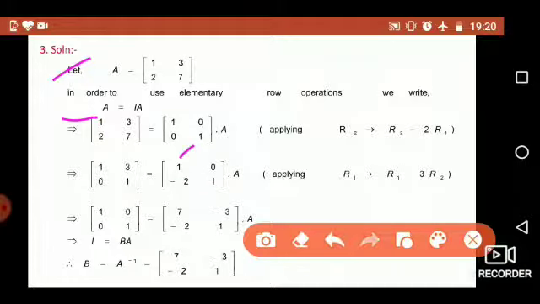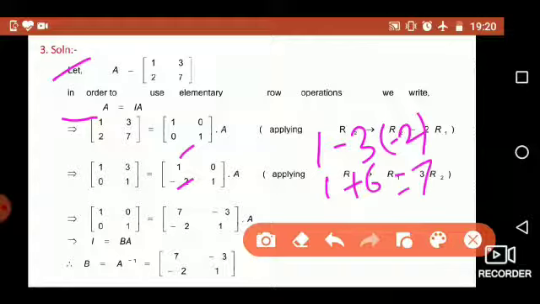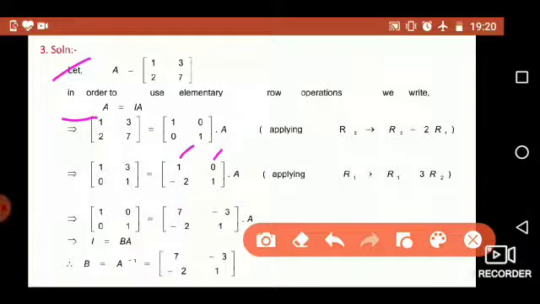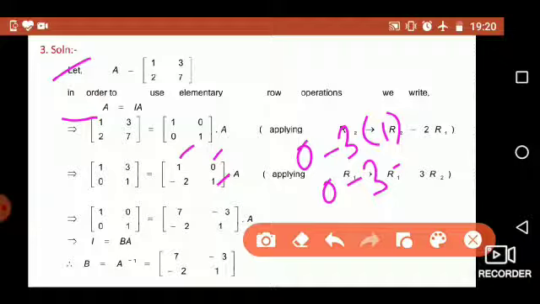Therefore, R1 first element is 1 minus 3 times the corresponding element of the second row, which is minus 2. Therefore, 1 plus 6 gives 7. Therefore, the first row, first element is 7. Similarly, the second element of the first row is 0 minus 3 times the corresponding element of the second row, which is 1. Therefore, 0 minus 3 gives minus 3 in the first row, second element, into matrix A as it is.